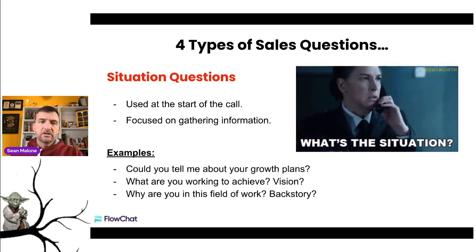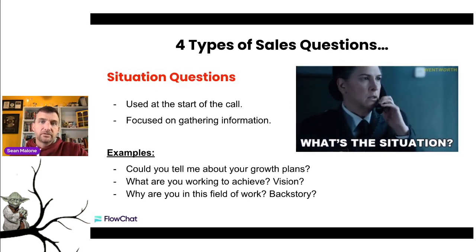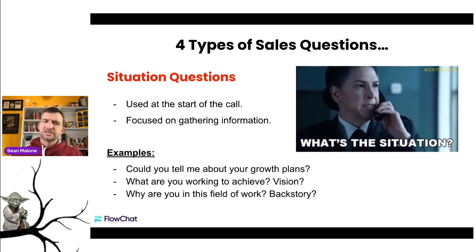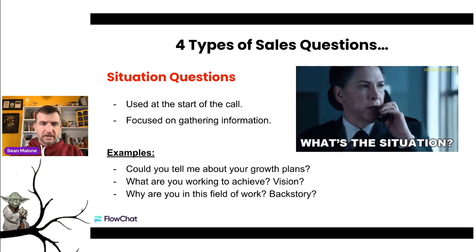And so one of the things you do have to get out of there is where are they trying to go, and learn a little bit about that backstory, why they're doing it. It's usually a great space to start with situational type questions. Okay, Sean, so now what happens after you get past this?